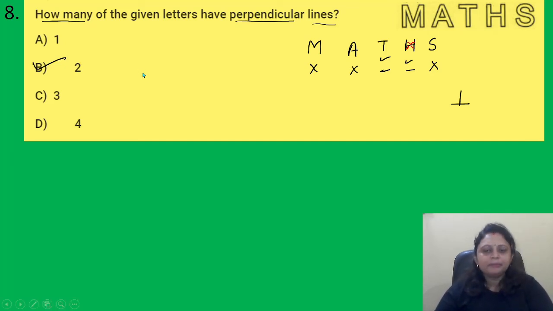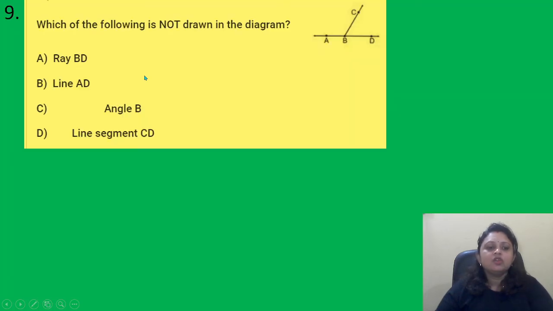Got it everyone? Coming to the next question, which of the following is not drawn in the diagram? Option A, ray BD, B, line AD, C, angle B, D, line segment CD. So it is asked which of the following is not drawn in the diagram. Not drawn in the diagram.